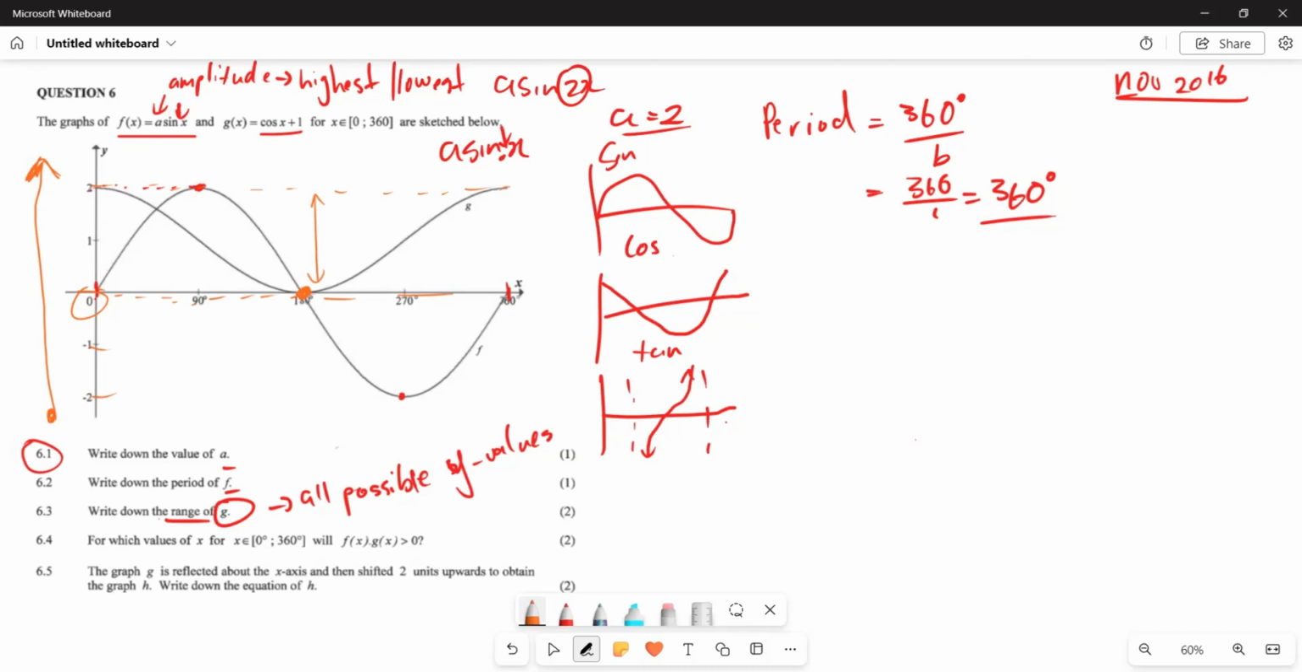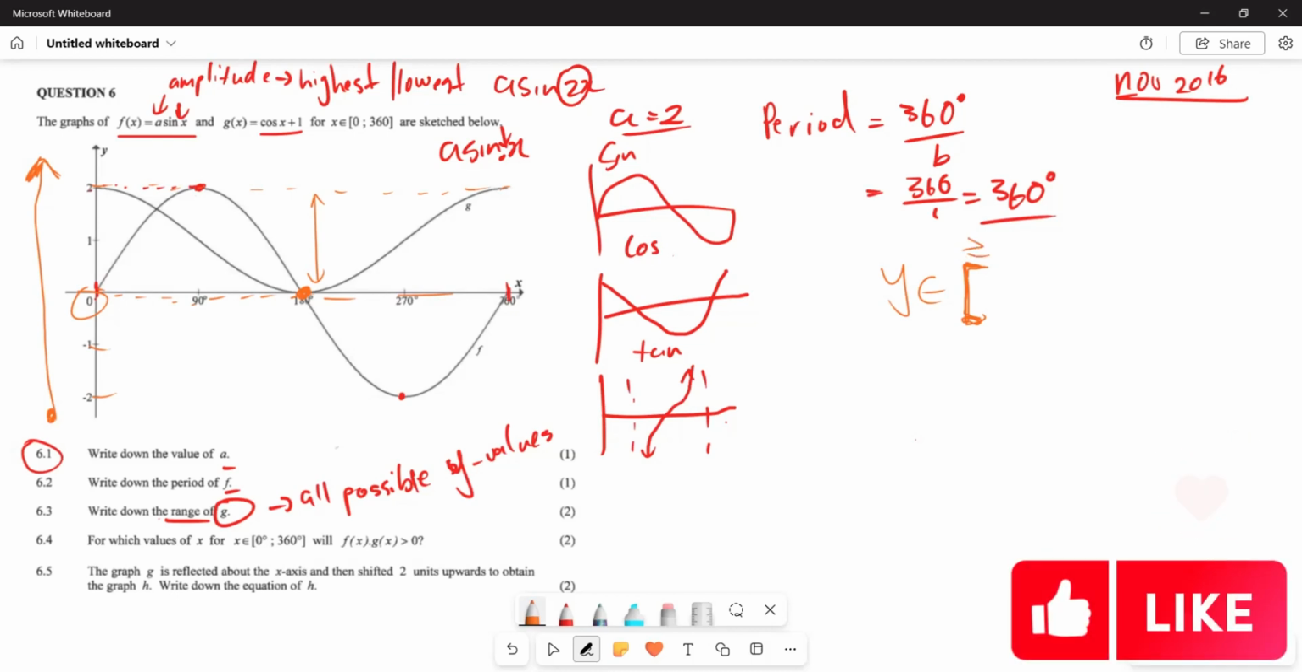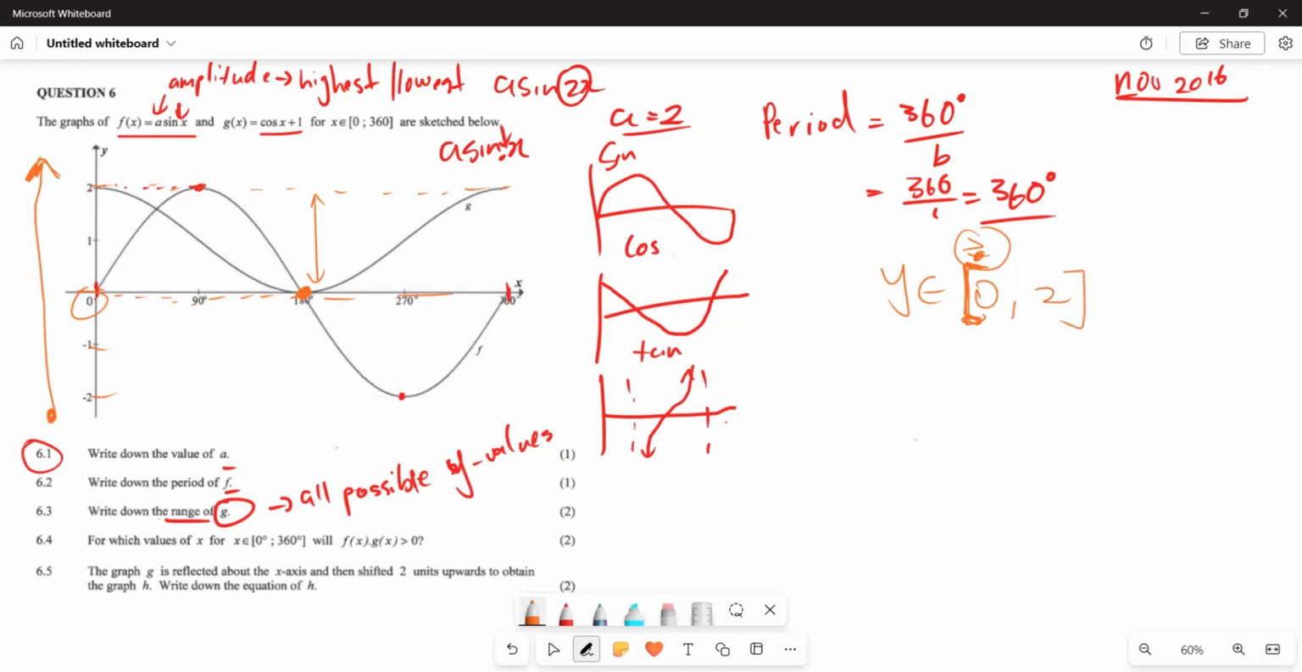To represent the range, you're going to say y is an element of what? You can represent this with square brackets, and a square bracket means the points are also included. The square bracket is more or less the same as less than or equal to, so it means the equal sign is also included. So it starts at 0 and goes up until 2 altogether. And remember, whenever you are looking for range, you start from below and then you move upward.